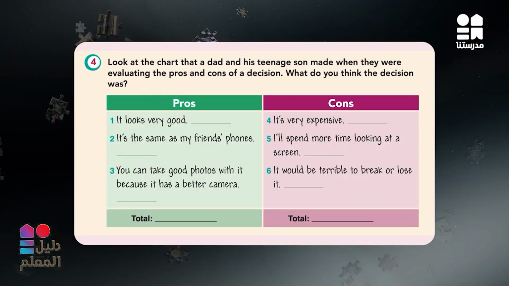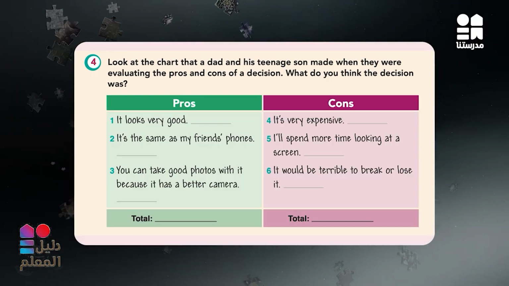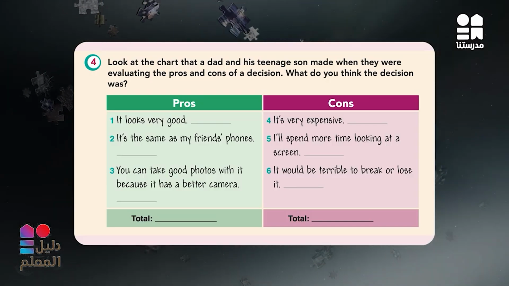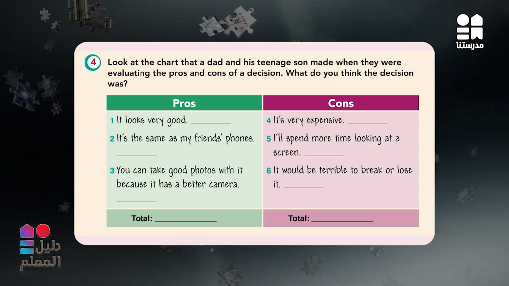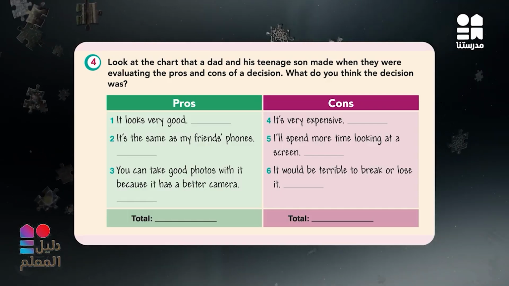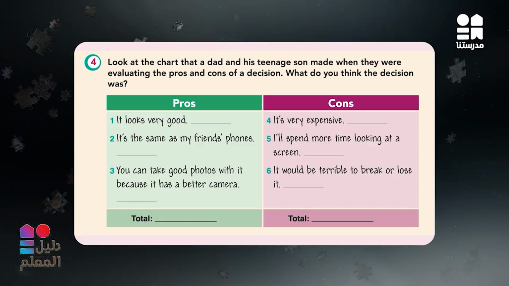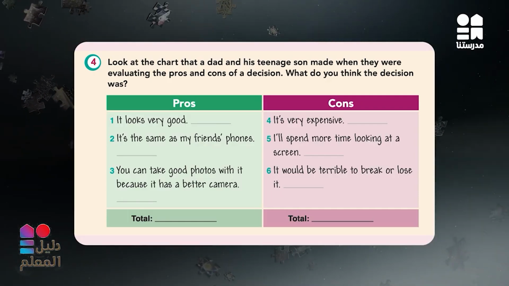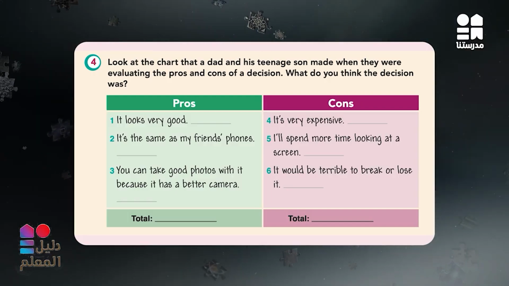Now for exercise 4. Students are to see a sample pros and cons chart. Elicit from the class how many pros and cons there are. 3 of each. Ask students if they think it's difficult or easy to make a decision when there are the same number of both. Actually, it's difficult.